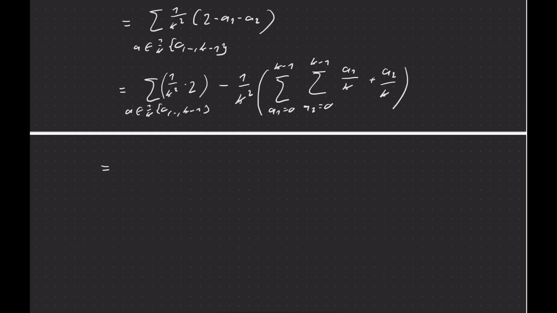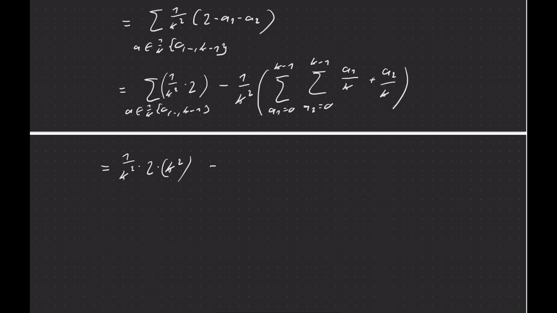Okay. So first, this first sum here, that's pretty easy. It doesn't depend on the A at all. So we just have to count the number of summands. And well, that's 0 to k minus 1. So that's k possibilities here for each of the components of A, and A has 2 components. So that will give us k times k possibilities to select an A from that set. So that sum has k squared summands. And that means what we get here is, well, 1 over k squared times 2 times k squared. That is the value of the sum.